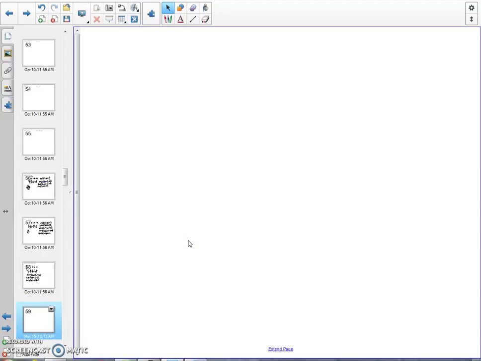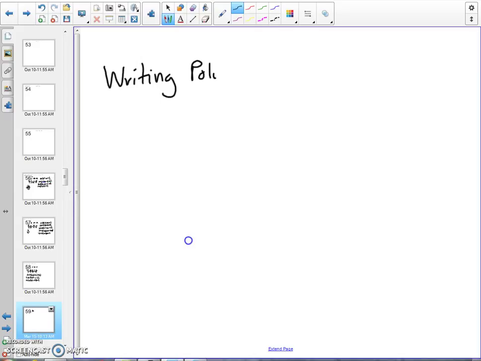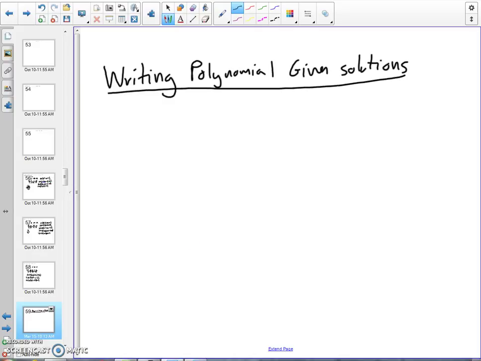Alright, so we are going to finish up the last little bit of our 4.5 notes here. This is kind of going the opposite direction of what we were doing. So this is writing a polynomial given the solutions. So we are going backwards from what we just did. So instead of finding the solutions, I'm given the solutions and I want to write that original polynomial.